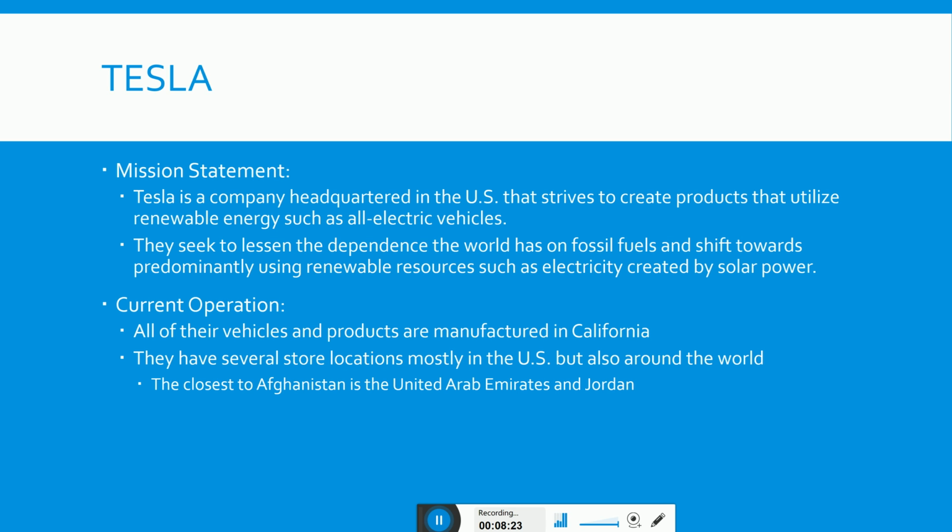Their current operation: all of their vehicles and products are manufactured in California. They have several store locations, mostly in the U.S., but they also have international locations. None in Afghanistan, of course, but the closest to Afghanistan is not far. You can find them in the United Arab Emirates and Jordan.